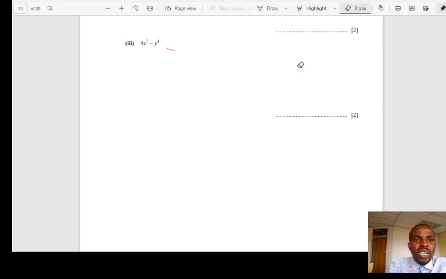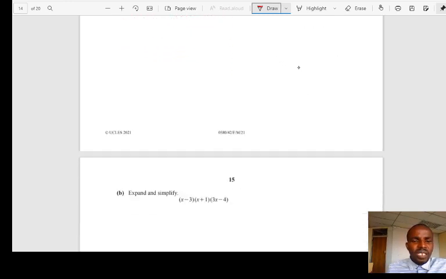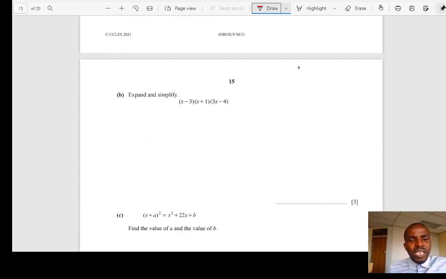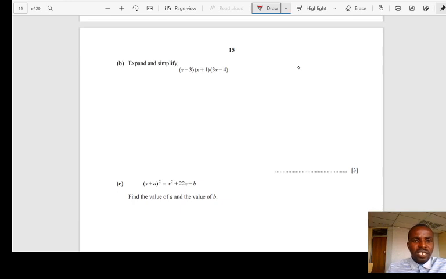Then next one, factorize this one. To factorize this one, you just say this one is the difference of 2 squares. Square root of 4, square root of x squared, square root of y to the power 4. It will be 2x minus y squared. These are the square roots. Then the other one, you just put a plus. 2x plus y squared. You factorized. Next item, expand and simplify.